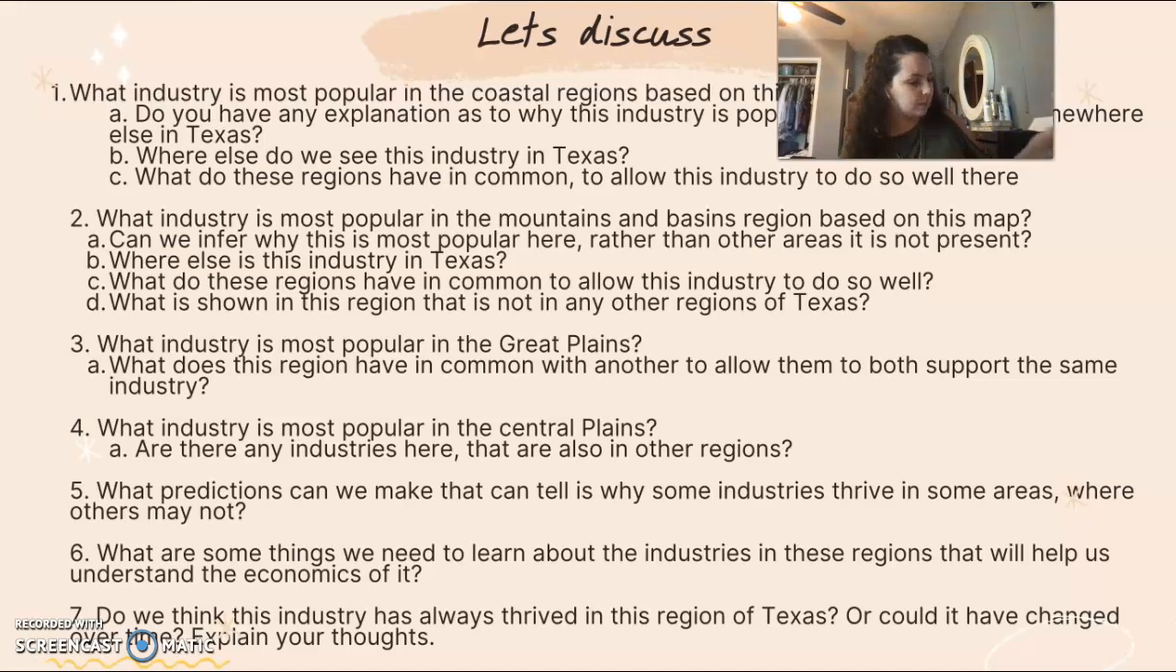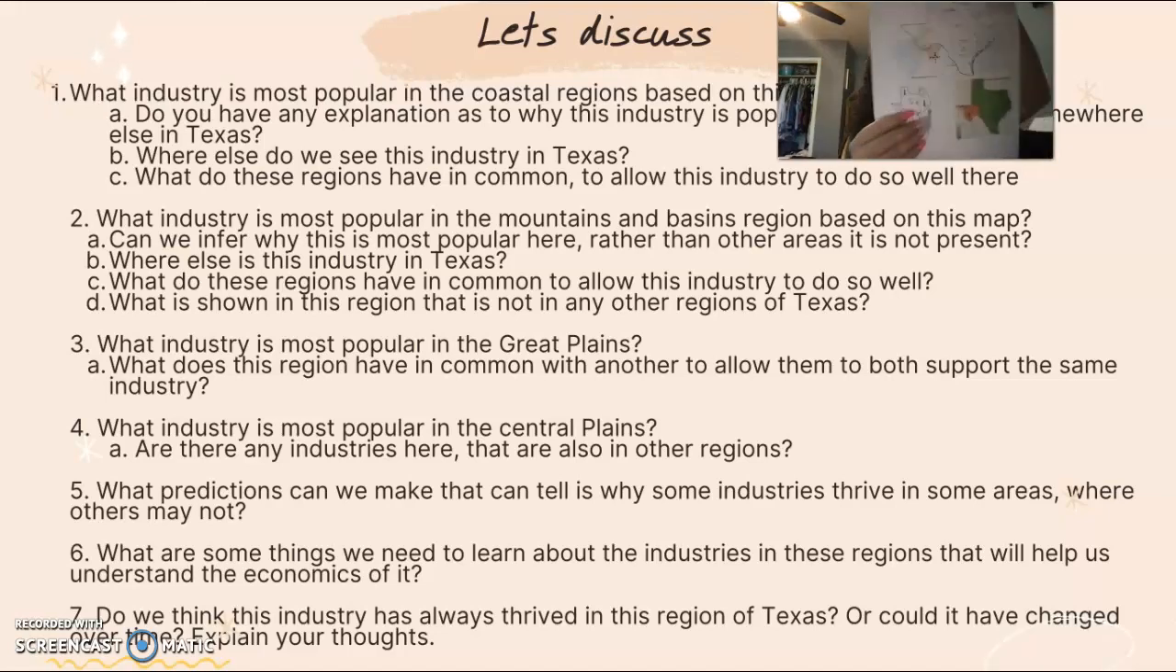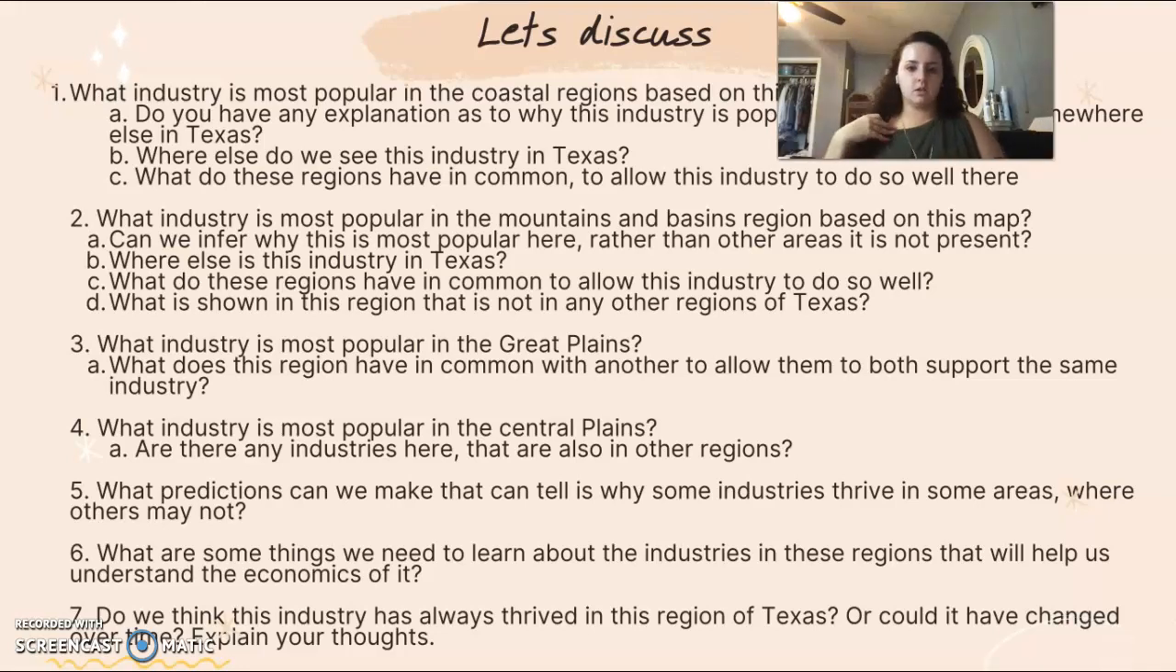And then on this map, we have one that says something a little bit different. There's cotton down here at the coastal plains, mountains and basins over here. There's cattle and oil in the Great Plains and oil over here. So those are some things that you can use as well to share about the economic part of your region.